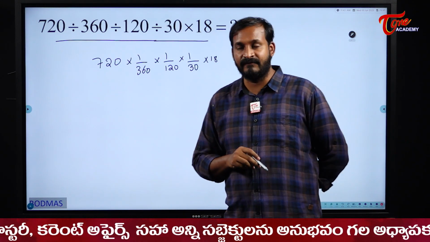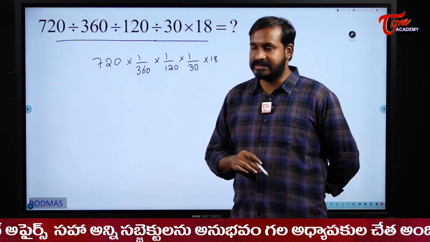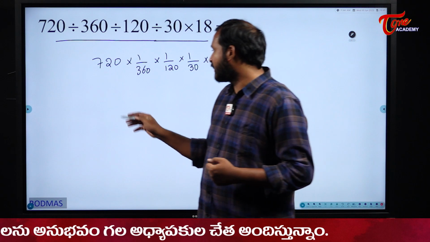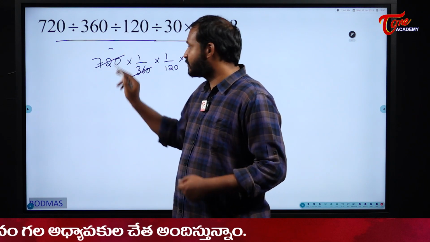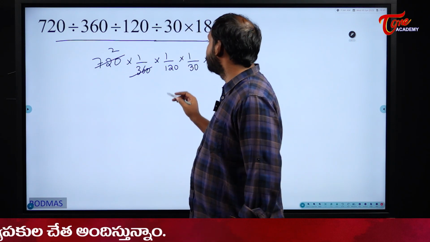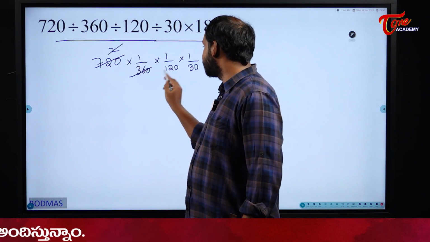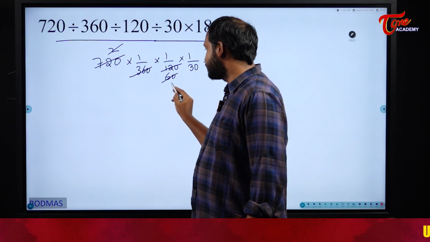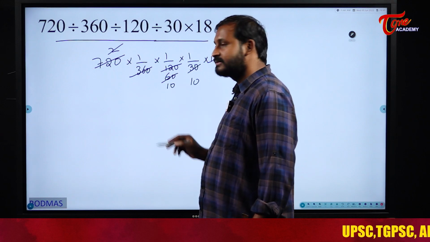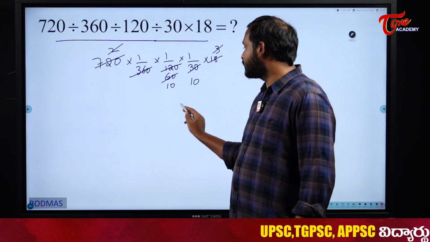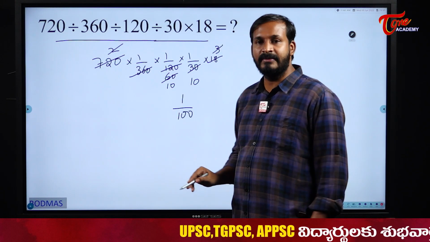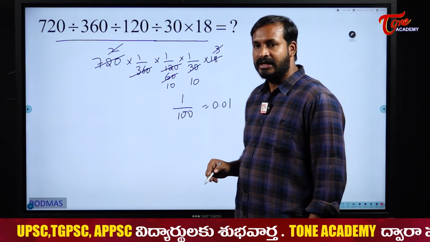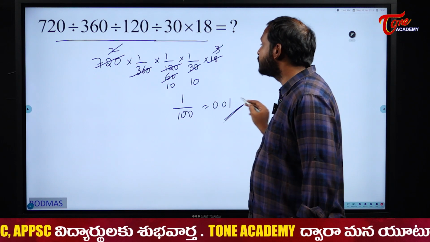Understood, students? Don't get confused. Make it simple. Now there will be no confusion. You are very good at multiplication anyway. Now you can cancel. 36 1s, 36 2s. Okay, good, superb. Next, 2 1s, 2 60s. Next, 6 3s, 6 10s. Next, 3 1s, 3 10s. So overall it is becoming what here, students? 1 by 100. 1 by 100 means what? It becomes 0.01.